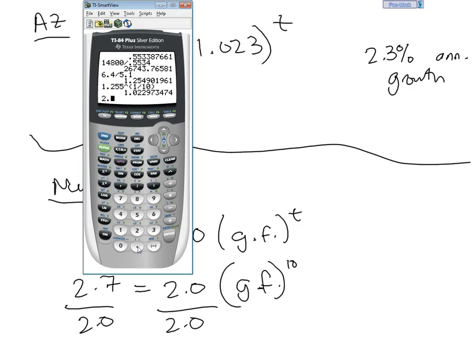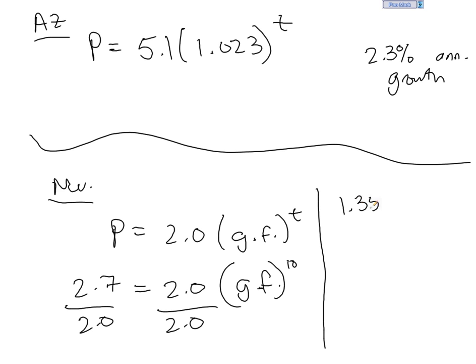So 2.7 divided by 2 would give us 1.35. So now we know that 1.35 equals the growth factor raised to the 10th power. So this is again very similar to 1.35 equals x to the 10th power. So how do we eliminate that x?